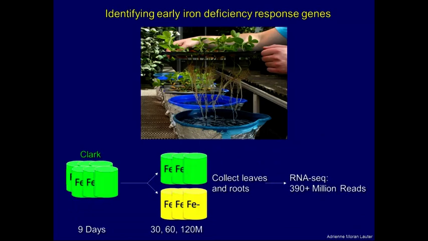In our group, with Jamie and my group, we do a lot of work in hydroponics. For this first experiment, what we did was to grow the genotype Clark, which is iron deficient, in hydroponics for 9 days where they had sufficient iron. Then we transferred the plants to either iron sufficient conditions or iron deficient conditions. We harvested the tissue 30, 60, and 120 minutes after the start of iron stress. We then collected the leaves and roots and used these samples for RNA-seq.